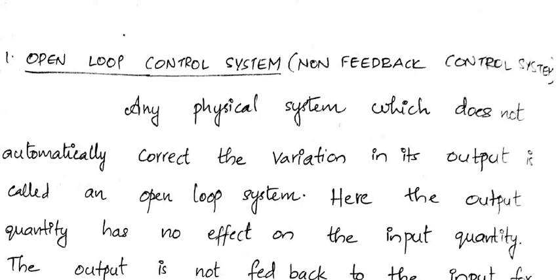See, if we are taking a portion of the output and feeding it back to the input, it means we can control the output quantity. But here in open loop control system, which is a kind of non-feedback control system, there is no feedback from output side to the input side. So we can say that the output quantity has no effect on the input, and hence the automatic correction in the output is not possible.